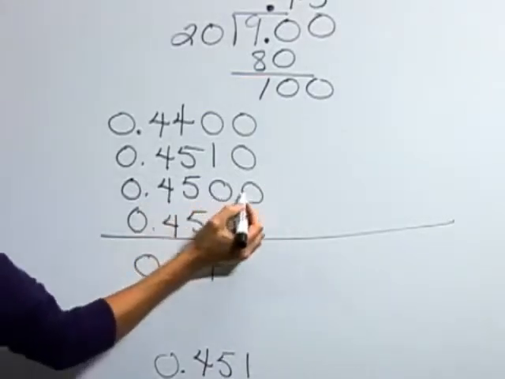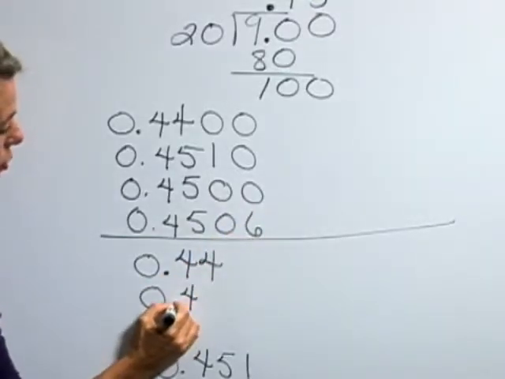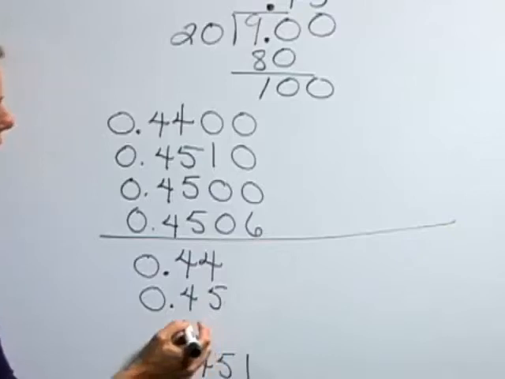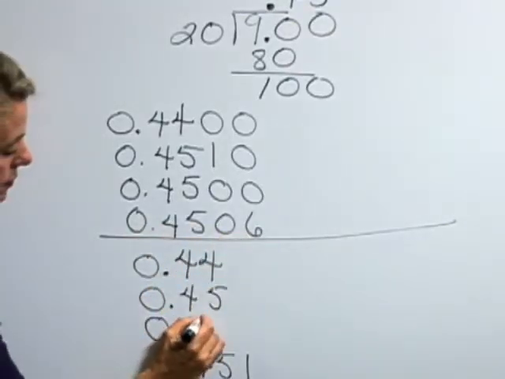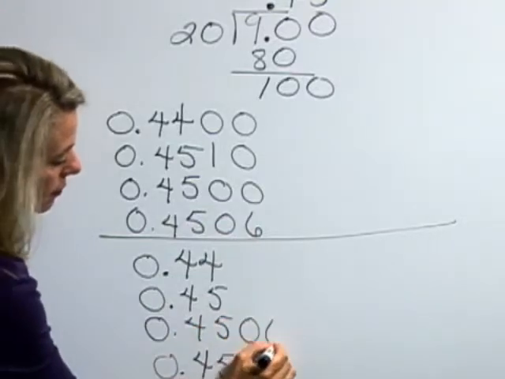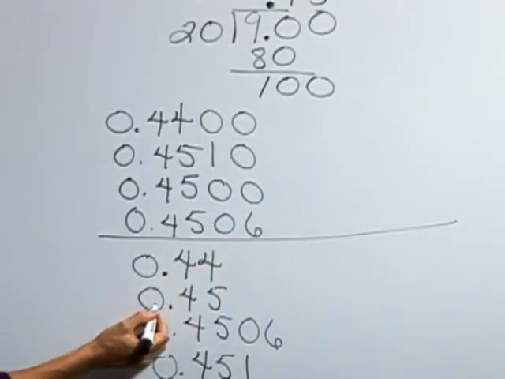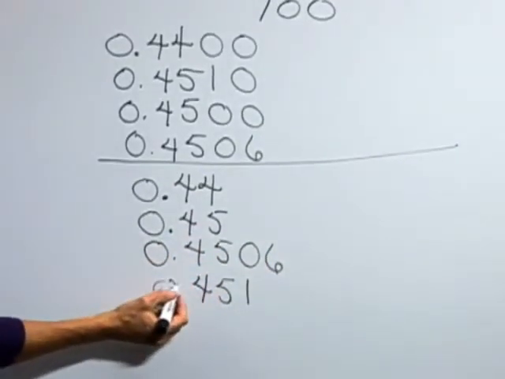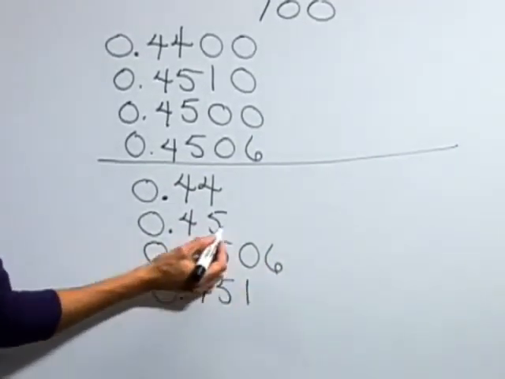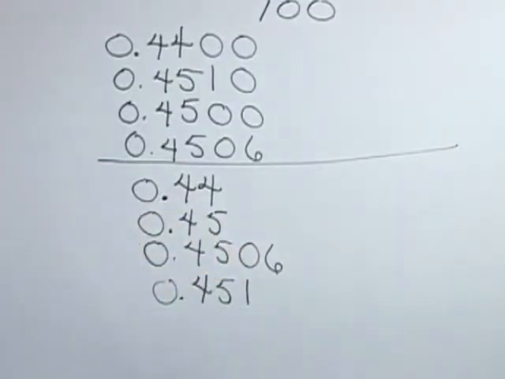The 0.4500 is smaller, so 0.45, and then we have 0.4506. So from our original set of numbers, the order will be 0.44, 0.45, 0.4506, and 0.451, keeping in mind that this 0.45 is our fraction 9/20ths.